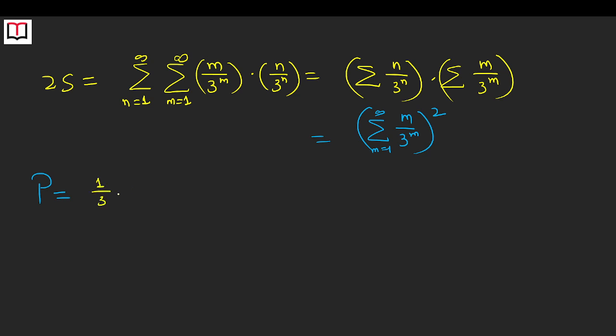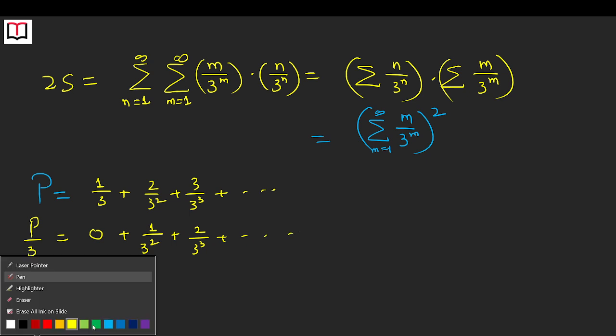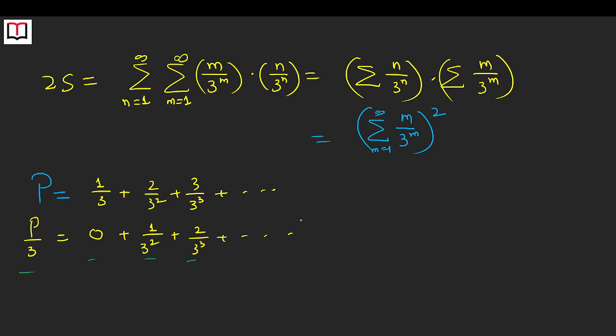So 1 by 3 plus 2 by 3 square plus 3 by 3 cube. And what do we do in that case? We multiply both sides of the series by the common ratio of the GP and rewrite the series on the right hand side by shifting it by one term, and then we subtract it. Since it's an infinite GP, the last term doesn't bother us. So we get 2p by 3 as 1 by 3 plus 1 by 3 square and so on. So it's a simple infinite GP here. So it's 1 by 3 over 1 minus 1 by 3, which is nothing but 1 by 2. So p is nothing but 3 by 4.